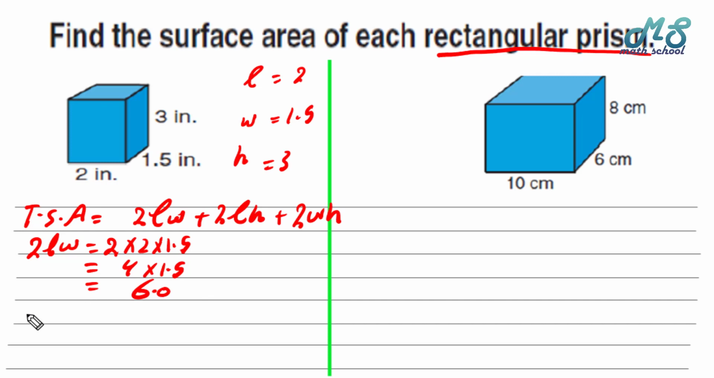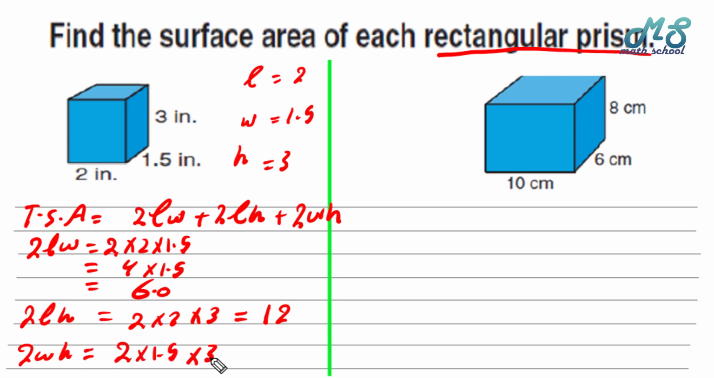Next, 2 times length times height. So we get 2 times 2 times height, which is 3. 2 times 2 equals 4. 4 times 3 equals 12. Finally, 2 times width times height. 2 times 1.5 times height, which is 3. 2 times 1.5 equals 3. Mental math: 3 times 3 equals 9.